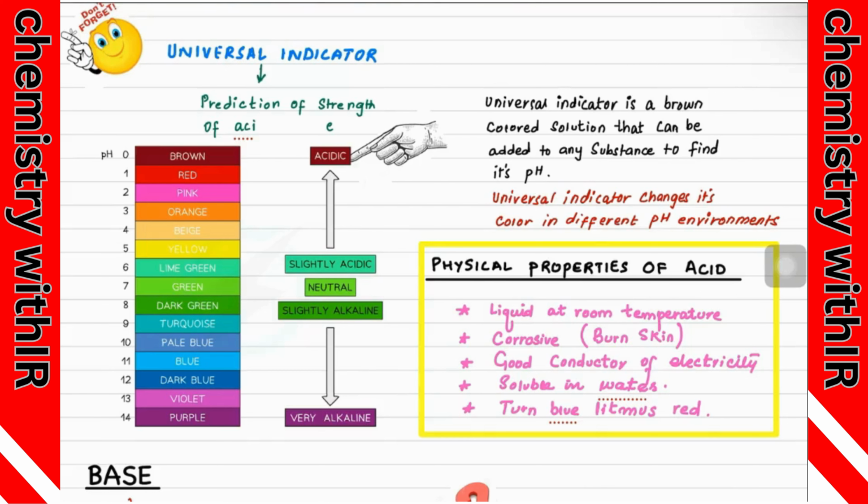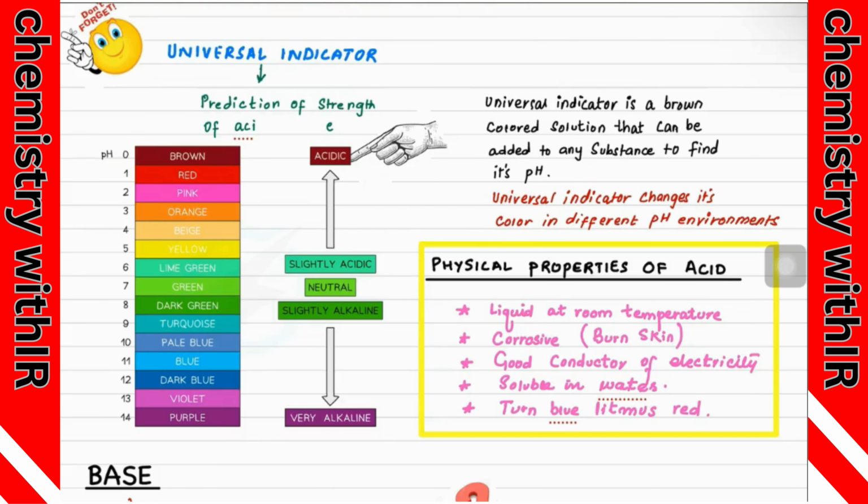So you will be provided this strip. On this strip, everything would be written: this color is going to show the pH is 0, then the pH is 1, when you can see the pink color the pH is 2, and when you can see the orange color, the pH would be 3.